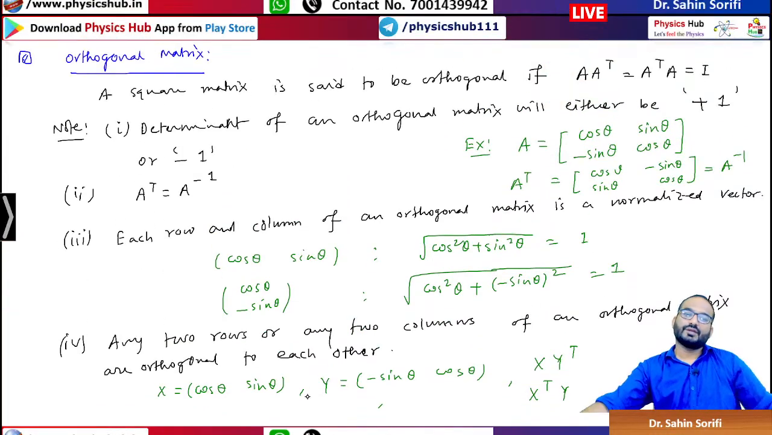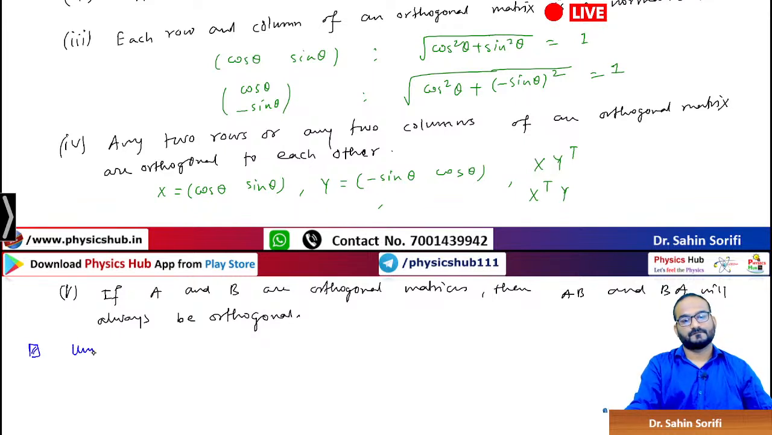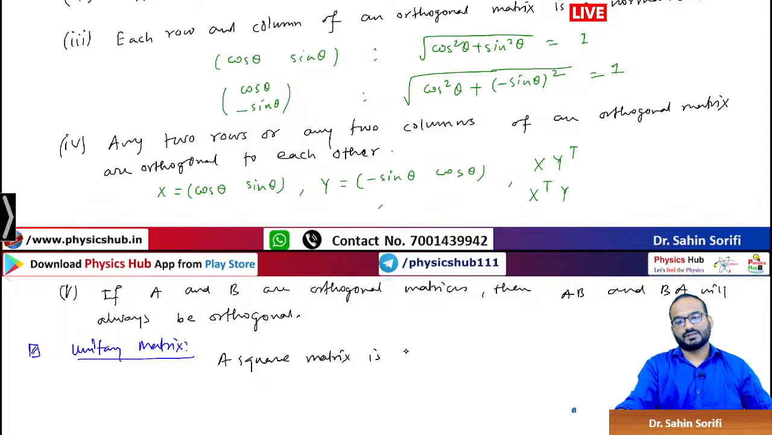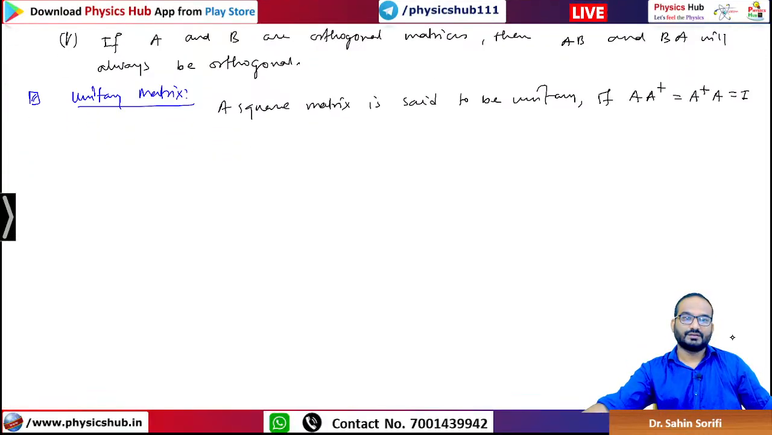Now unitary. In unitary, instead of transpose we will consider dagger. Let's define a unitary matrix. A square matrix is said to be unitary if A dagger A equals A A dagger equals identity. So transpose has been replaced by dagger and other things remain the same.